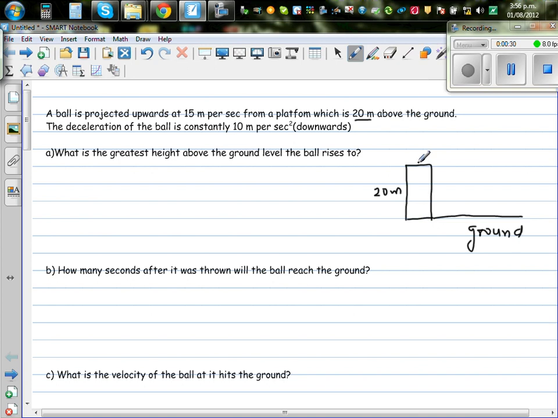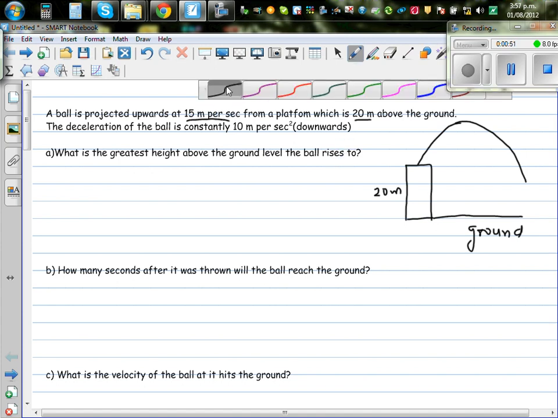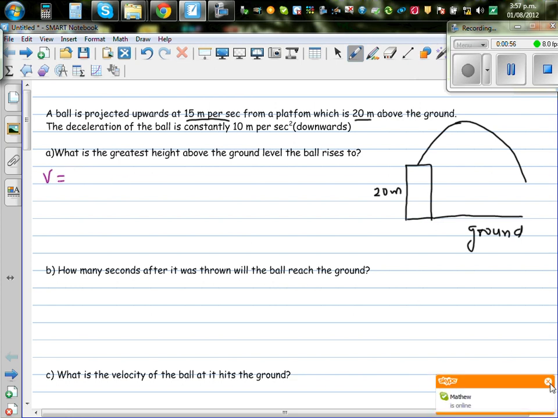From here, the ball is thrown somewhat like this. Say the ball goes like this and it drops. It goes up and then it comes down. So this is the situation. The velocity at which it was thrown is 15 meters per second. So we can say your velocity is 15 meters per second when t is equal to 0. That's the first information.